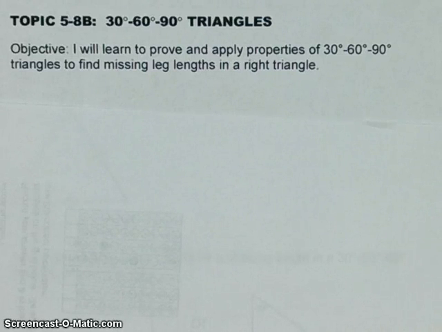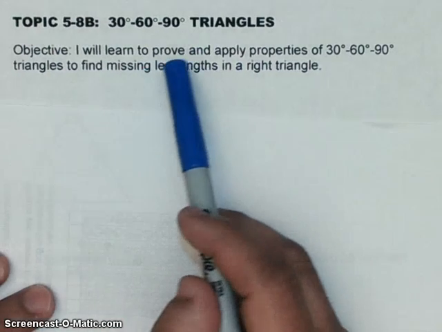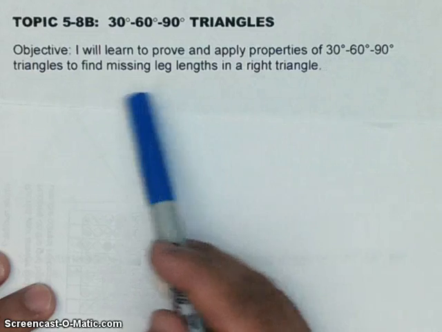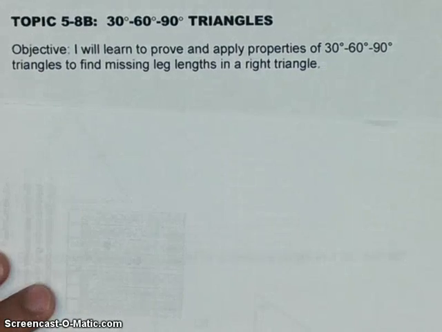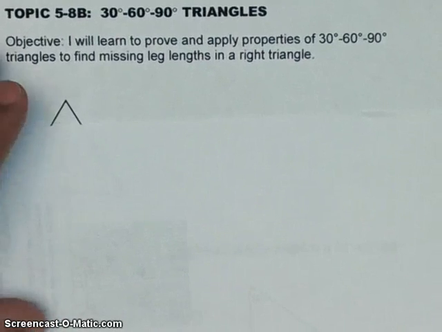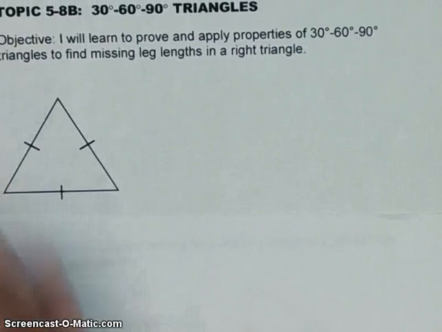Alright, this lesson is going to be about 30-60-90 degree triangles. The objective will be: I will learn to prove and apply properties of 30-60-90 degree triangles to find missing lengths. Okay, and we're going to start by looking at an equilateral triangle.